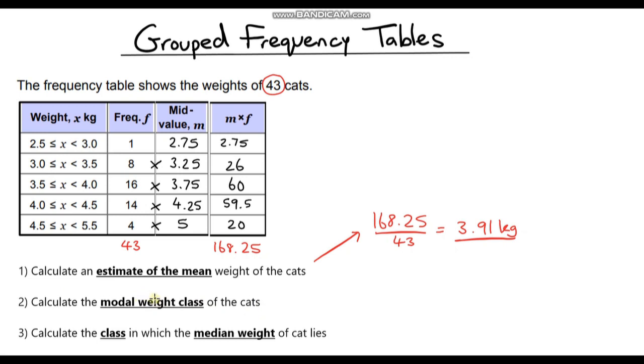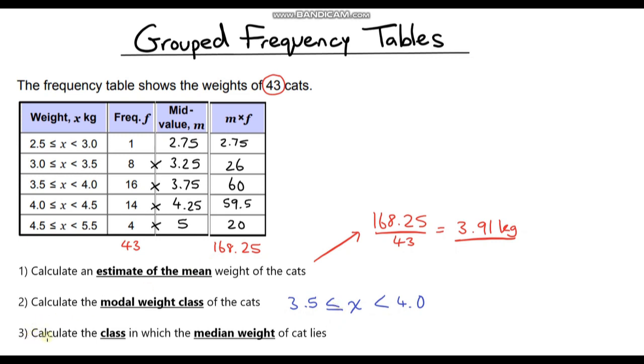Now moving on to question 2, it says calculate the modal weight class of the cats. All this means is which weight class contains the mode. So we look along the frequencies to see which one is the most common, and we can see that there were 16 cats that weighed between 3.5 and 4 kilograms. So this is our mode. This is our modal weight class. So it would be 3.5 is less than or equal to X, which is less than 4.0. Make sure you write the whole thing down with the correct inequality symbols.